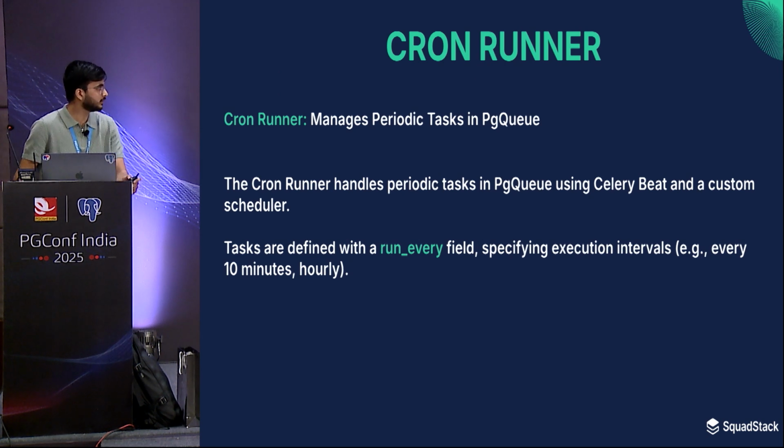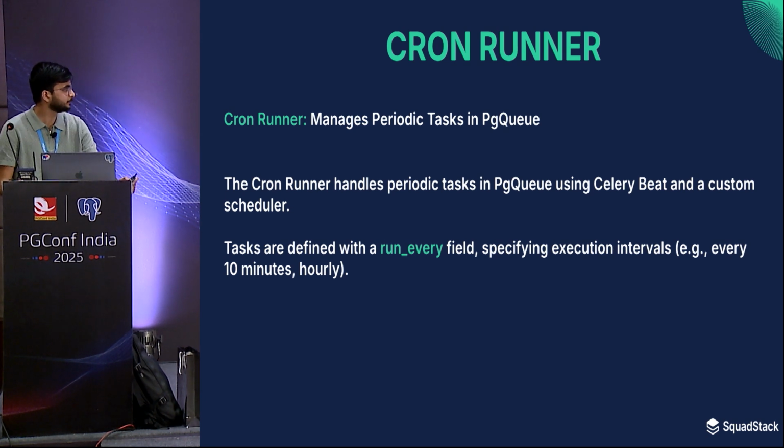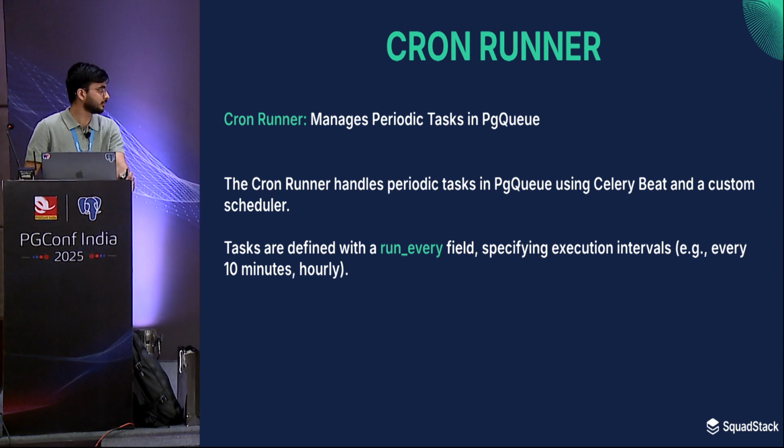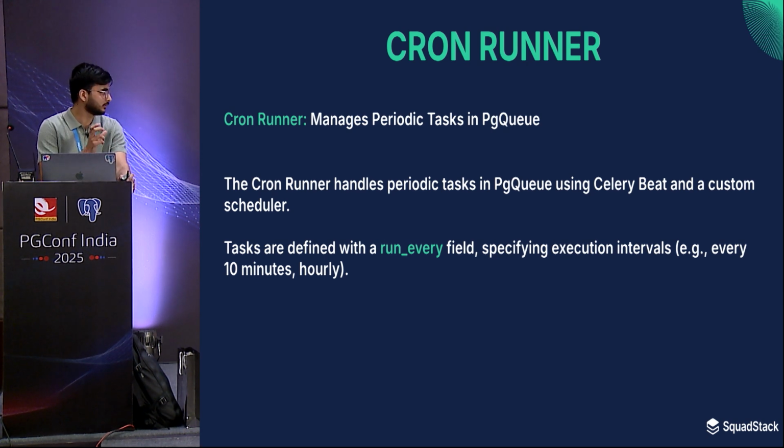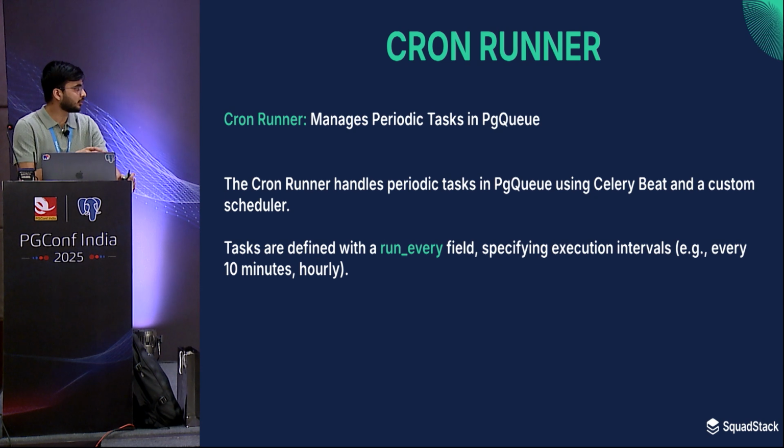Yeah, now to cron runner. So basically, cron runner will be responsible for the cron tasks in PGQ. The cron runner will use Celery beat with a custom scheduler. Celery beat will push data to Redis with a specific tag. Like in our functions, if we define a run every field, it will fetch that cron job, and according to that, it will create tasks based on the run every field. That means cron job.